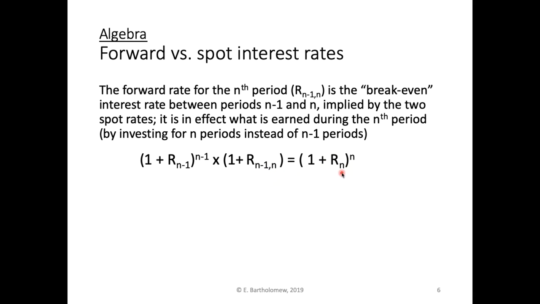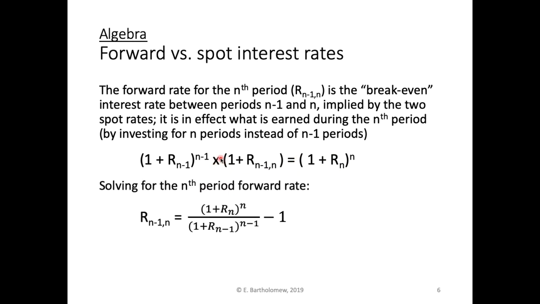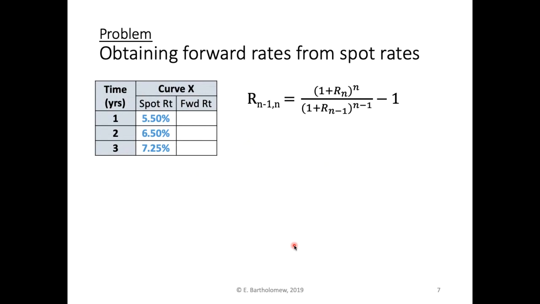So in this case, we're compounding Rn, which is the spot rate for n periods, or n years if thinking years, versus the spot rate for 1 year less, and we need to calculate what this is. So we do some rearranging, divide both sides by 1 plus the n minus 1 spot rate to the n minus 1 power, and subtract 1, and we will obtain this relationship. So let's see how that works with an example.